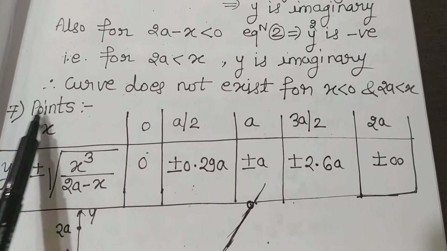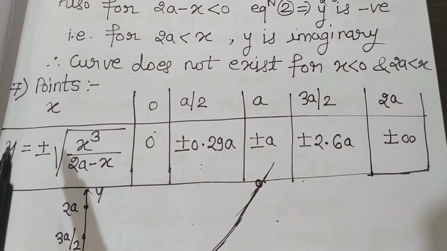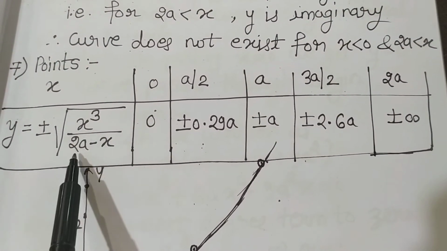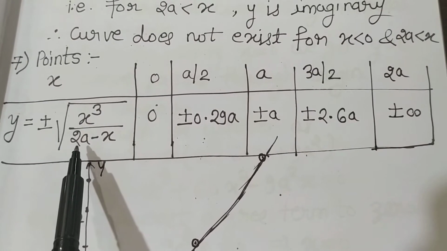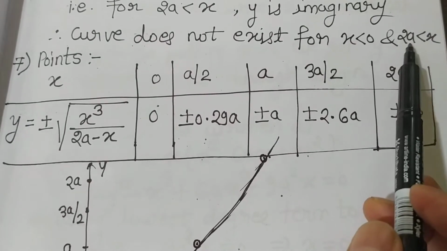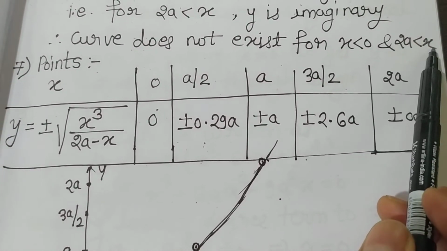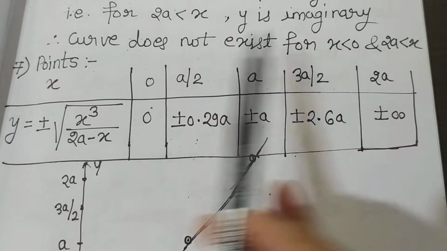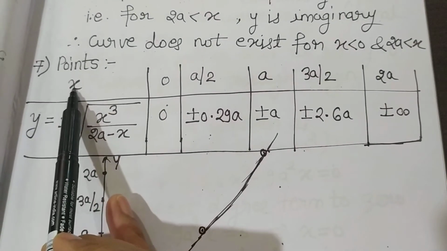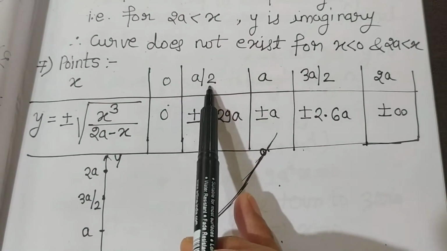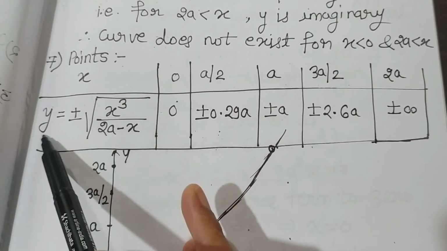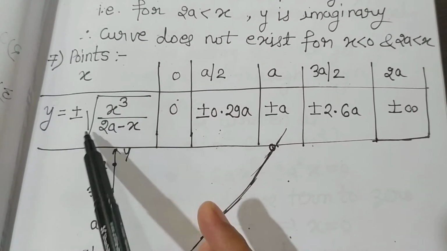Now the last point is points. We have written y in terms of x, where other than x and y we have some terms of a. So I suggest taking the points of x in terms of a. As the curve does not exist for 2a less than x, we limit ourselves up to 2a only. Let us take the points of x as 0, a by 2, a, 3a by 2, 2a. Put these values of x one by one and find the value of y.